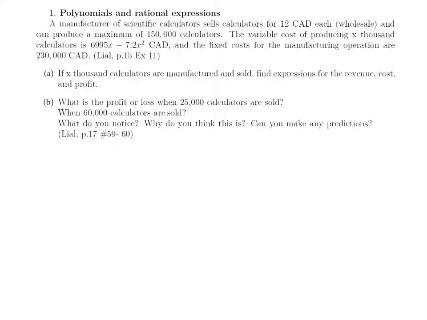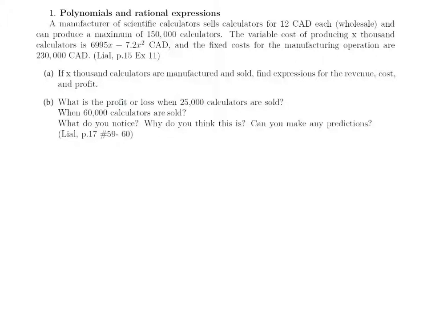The question starts: a manufacturer of scientific calculators sells calculators for $12 Canadian each and can produce a maximum of 150,000 calculators. The variable cost of producing X thousand calculators is 6,995X minus 7.2X squared Canadian, and the fixed costs for the manufacturing operation are $230,000 Canadian.